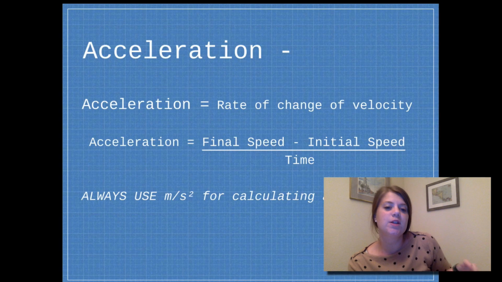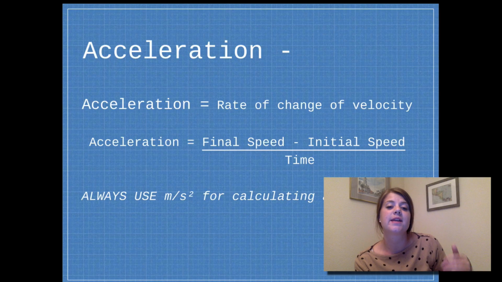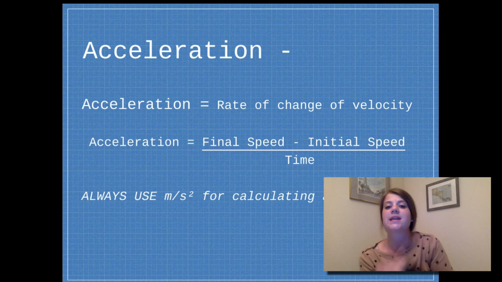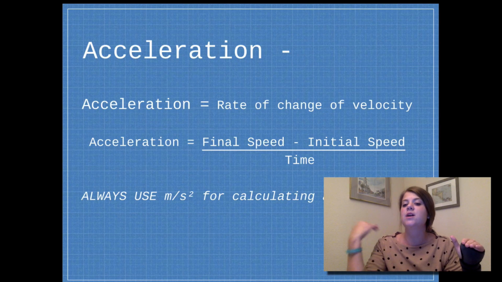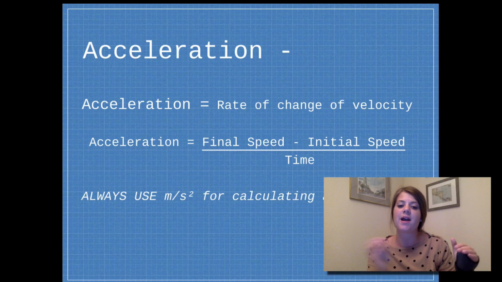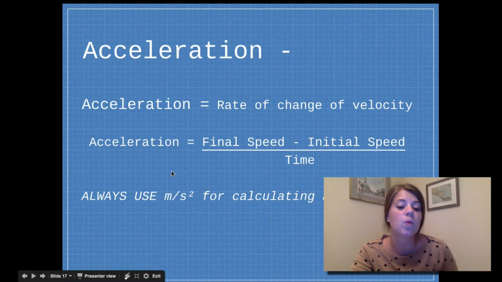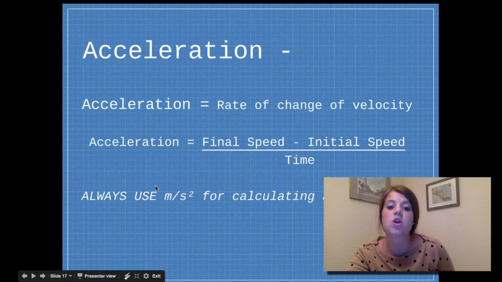One of the terms that you're probably very familiar with, that you've heard very often, is called acceleration. When our velocity changes, that is when we say something has accelerated. So acceleration is calculated as our final speed minus our initial speed, divided by our time. Okay? Just a quick note, when we use our units for acceleration, always use meters divided by seconds squared.